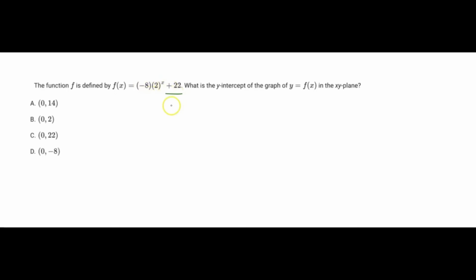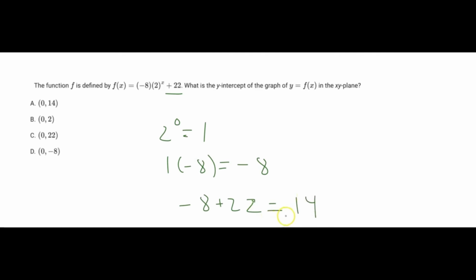But something you'll notice here is that the y-intercept is the value you get when x is 0, right? So if we look at this more closely, 2 to the power of 0 is really just 1, right? And so 1 is going to be multiplied by negative 8. So 1 times negative 8 gives us negative 8. So in reality, we have negative 8 plus 22, and negative 8 plus 22 is going to give us 14. All right, so 14 here is going to be our y output when x is 0. And therefore, our answer choice is going to be A.